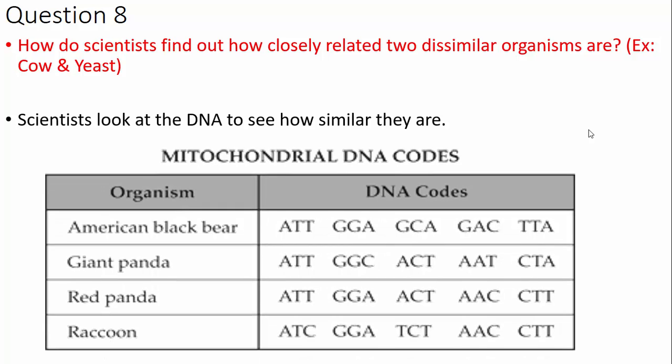Here's mitochondrial DNA codes to see how these things are related, and you look at the letters and we can see the red panda, the giant panda, the American black bear, and the raccoon have the similar codons. They have ATT, ATT, ATT, ATC. So very similar here. And the same thing with the rest of the codons. They're not exactly the same, and they can't be exactly the same because we have different species here. Those minor differences make up the different animals.